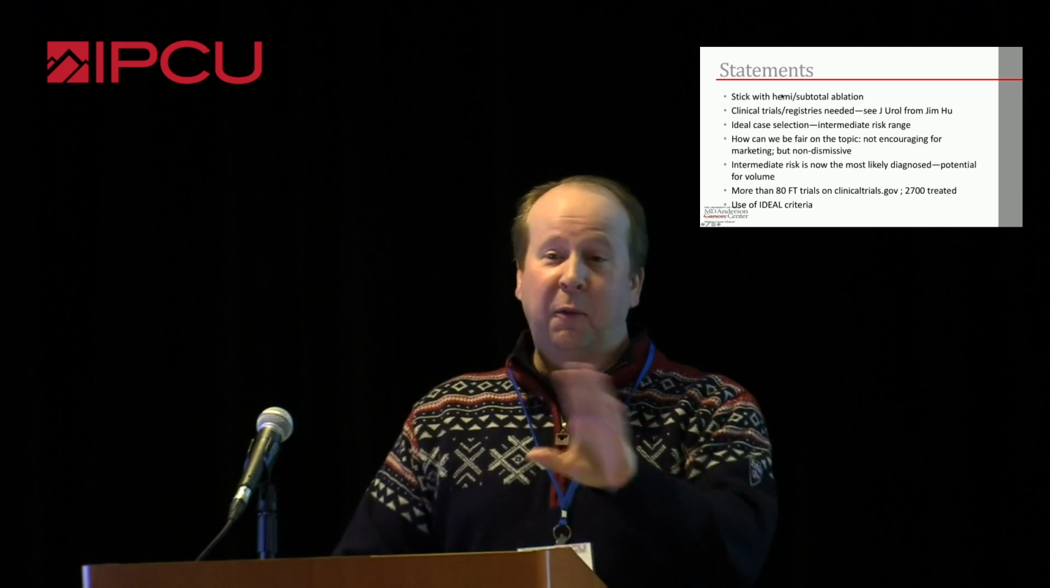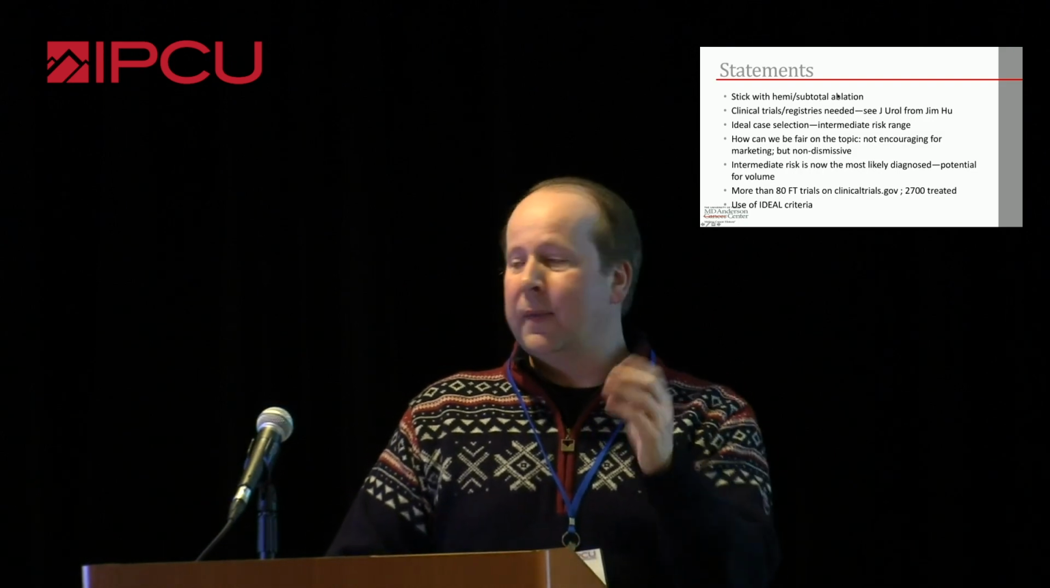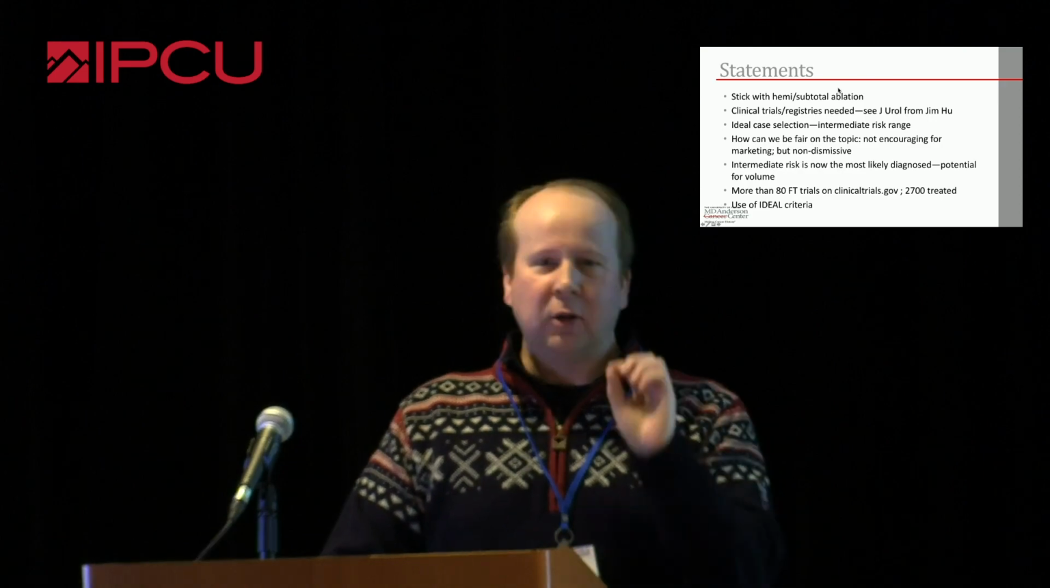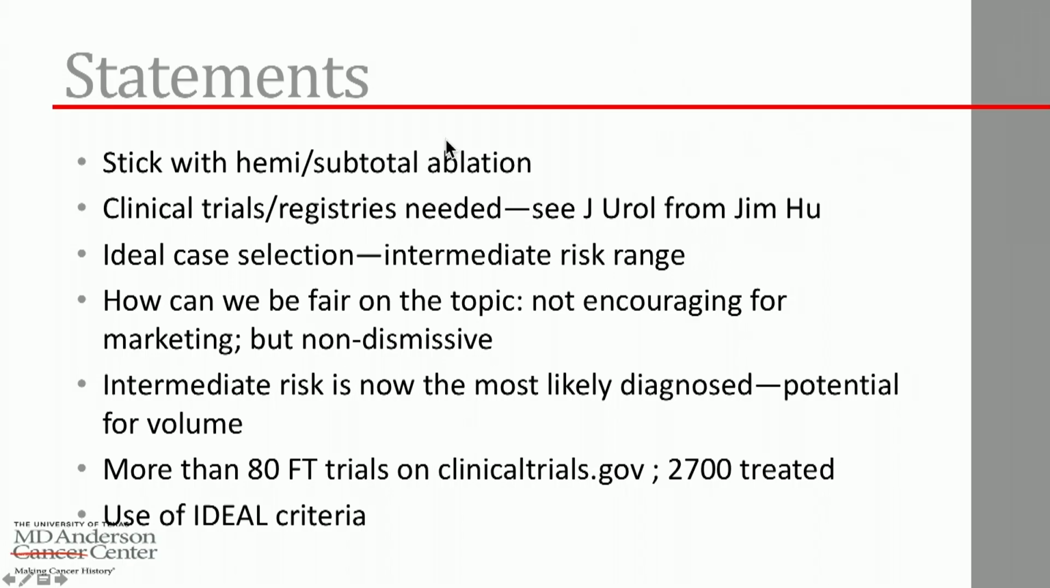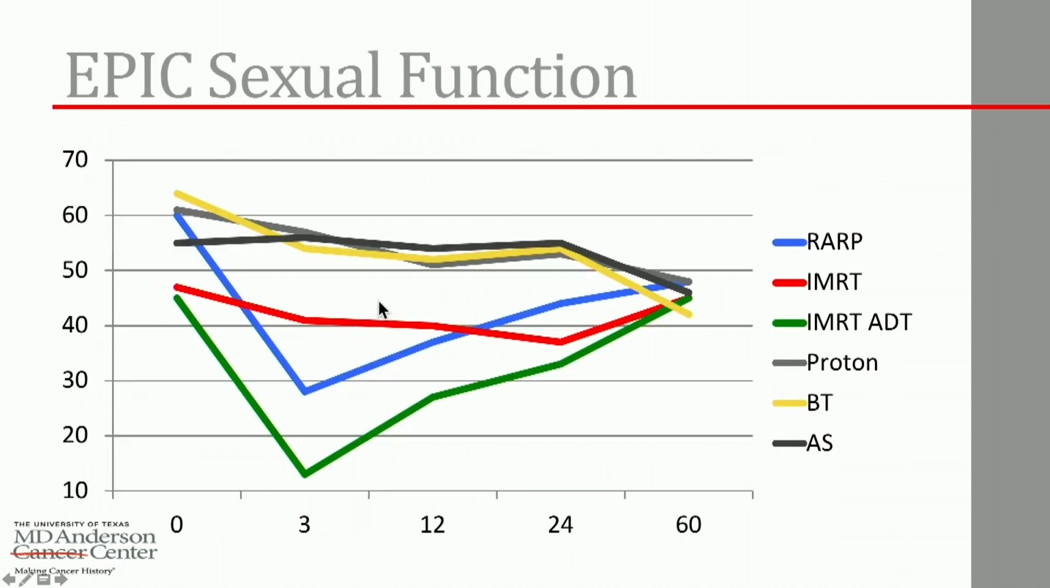So, hemiablation for now, actually hockey stick, according to John Ward's data, looks pretty well, and that's in an extended follow-up, but for total lesion ablation, you're at the mercy of what your MRI is showing you or not showing you. There are clinical trial registries from Jim Hu, at least trying to come to agreement on what endpoints should be used. Probably the ideal case selection is intermediate risk. I'll skip a few of these points, but just to note that there are over 80 trials on clinicaltrials.gov last time I looked. And I think I'm going to skip that as well.